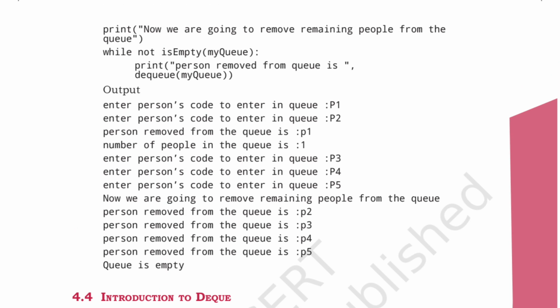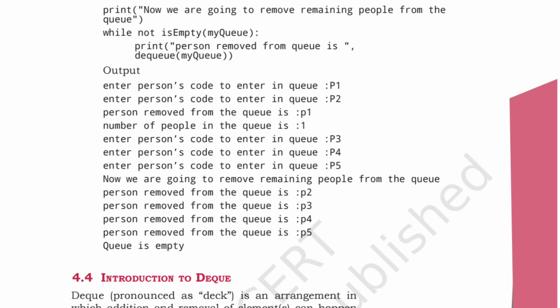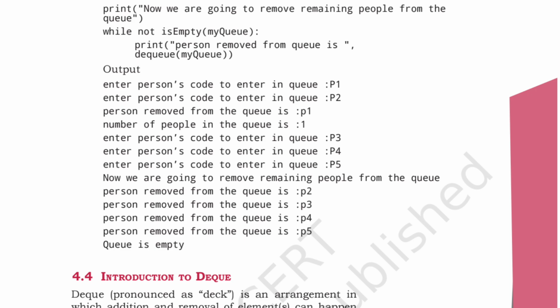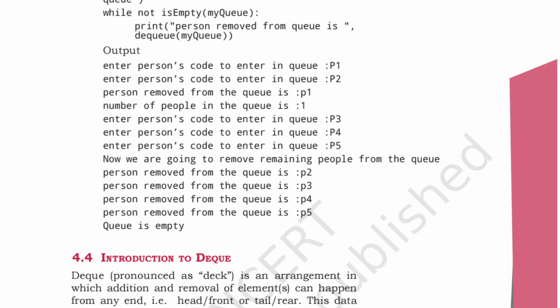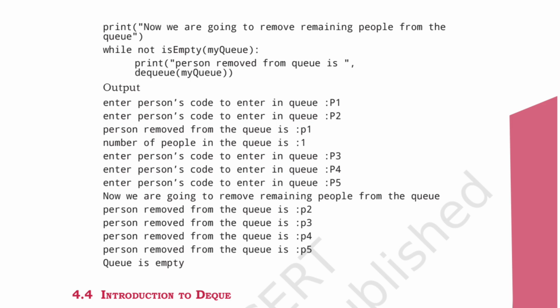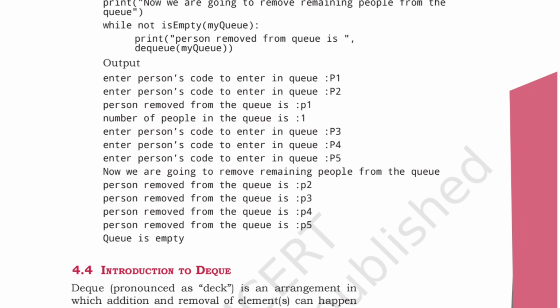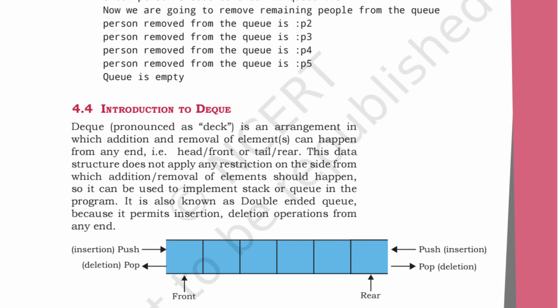Finally we are removing everything from the queue. So while not empty, print person removed from the queue, DQ(myQueue). So the queue is empty. Okay, we are doing the DQ operation. We are performing the DQ operation on myQueue, that's why the queue is empty. Now introduction to DQ.